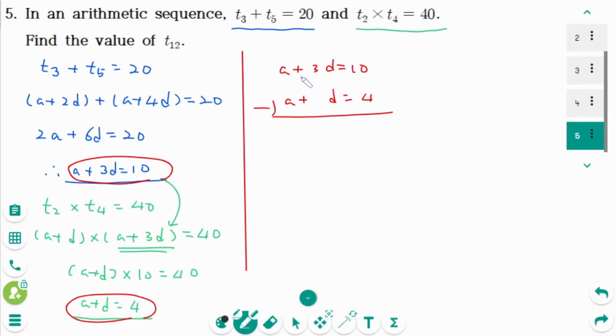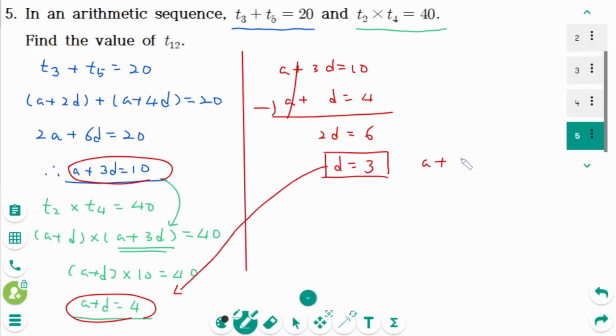Then subtract: 3D minus D equals 2D. Then 10 minus 4 equals 6. Then D is 3. And then put in here A plus D equals 4. A is 1.